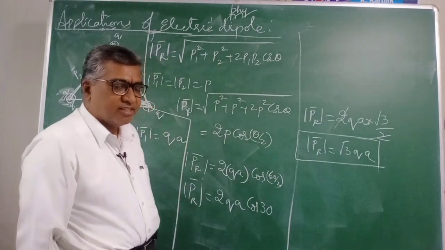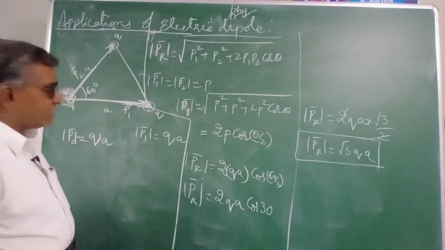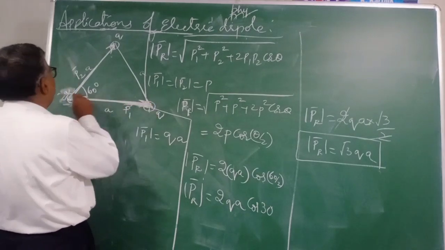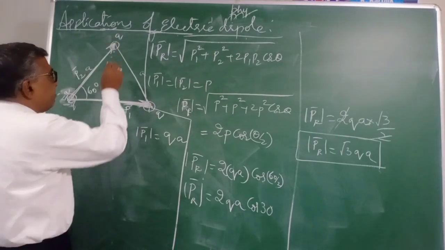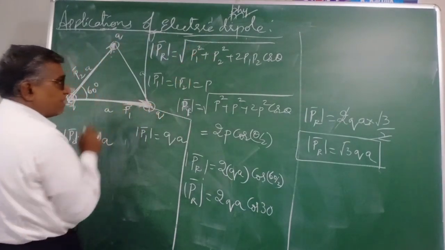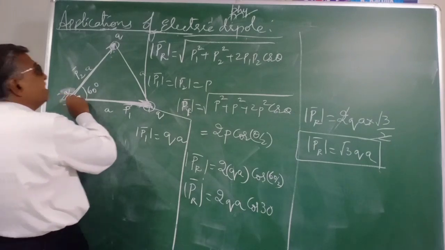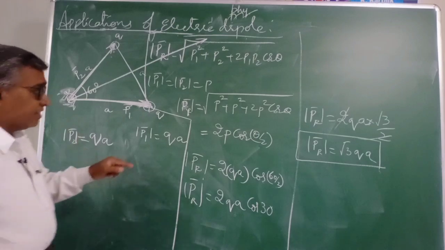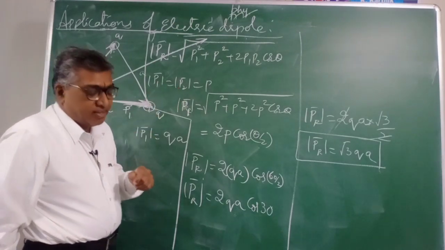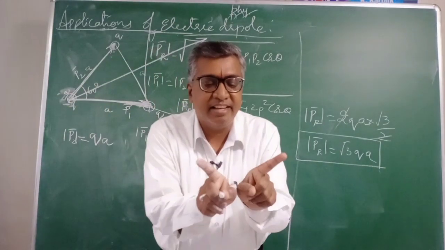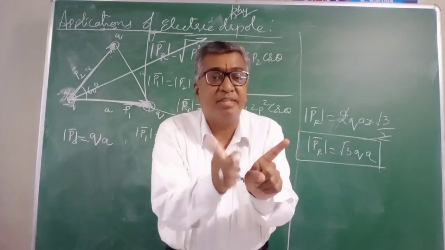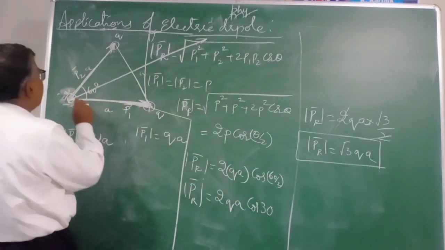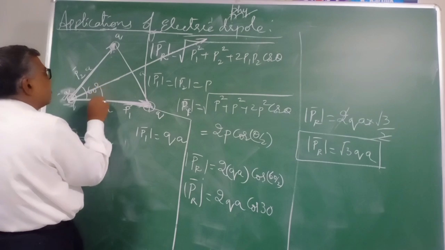Magnitude of the resultant of dipole moment. Now what is the direction? This is one dipole P1, other dipole P2. If these two are considered as two sides of a parallelogram, then the resultant is the diagonal passing through the point of intersection. Again, since the magnitudes are equal, the resultant vector will be the angular bisector. So the resultant dipole is the angular bisector.